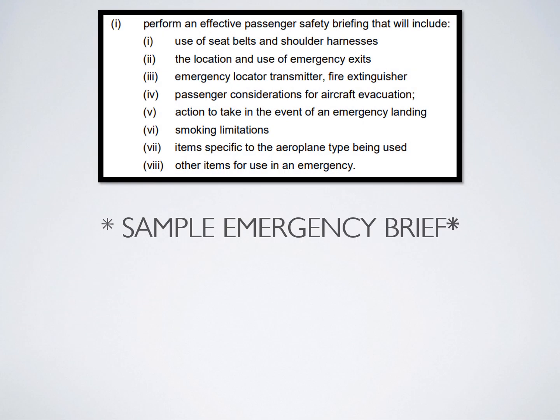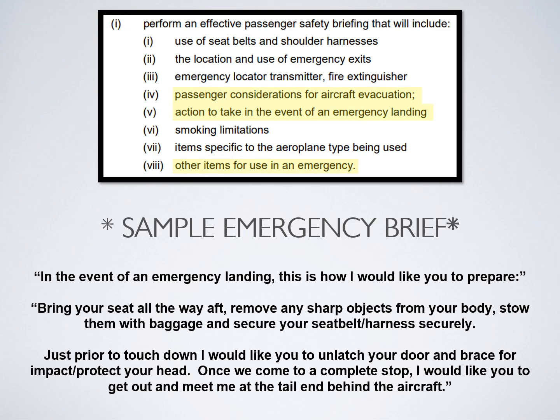Not only do they want you to brief on the items in the CARs, but they also want you to provide an emergency briefing or tell your passenger what to do in the event of an emergency. And this will help you on the forced approach. You're going to have to brief your passenger on how to prepare for an emergency landing at some point. So why not just give it to them there right after you give them the safety briefing? So as an example, in the event of an emergency landing, this is how I'd like you to prepare, and then give them your script. This is mine written below. You don't have to do it this way, but this is just how I like to do it.